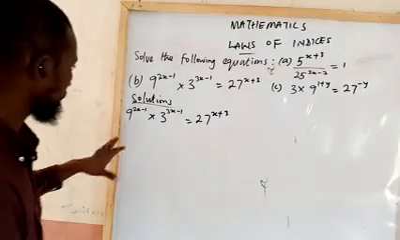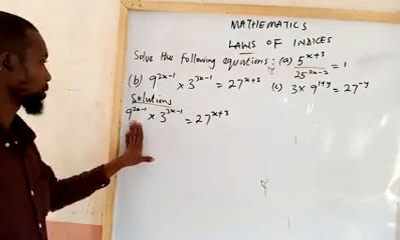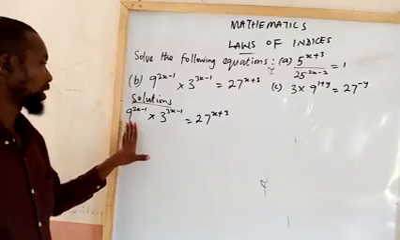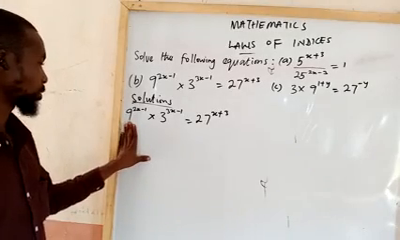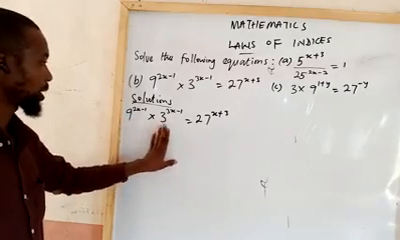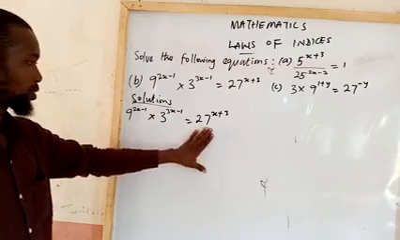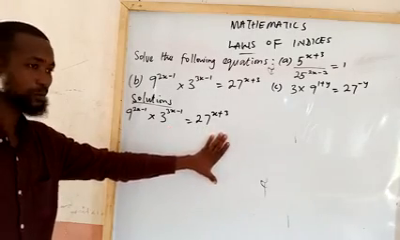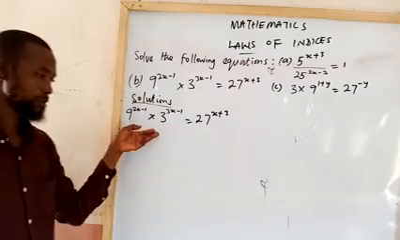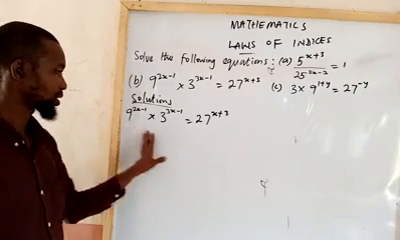Welcome once again. So we want to solve the second question. The question is this: 9 raised to the power 2x minus 1 multiplied by 3 raised to the power 3x minus 1 is equal to 27 raised to the power x plus 3. So the first thing we have to do here is to check each of these numbers.